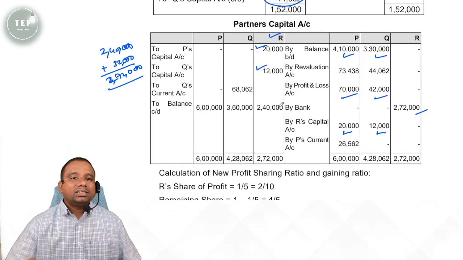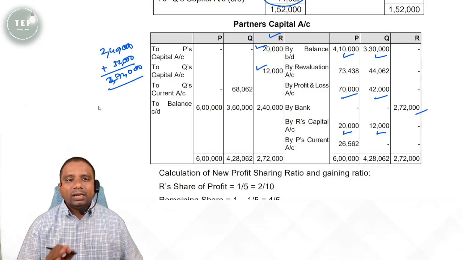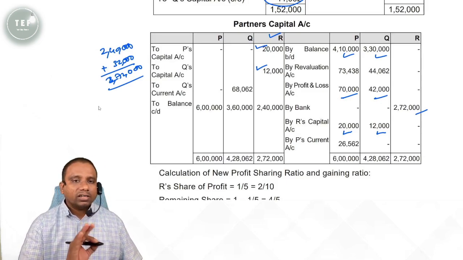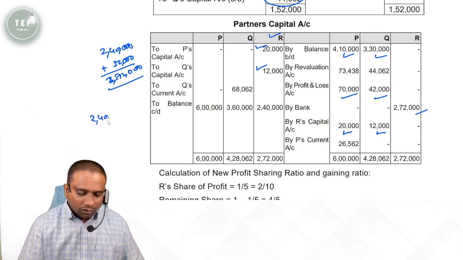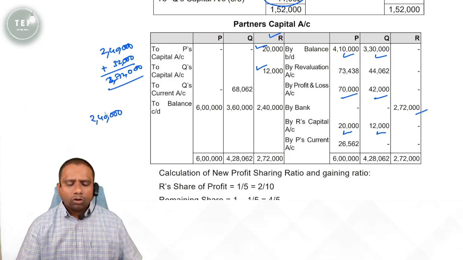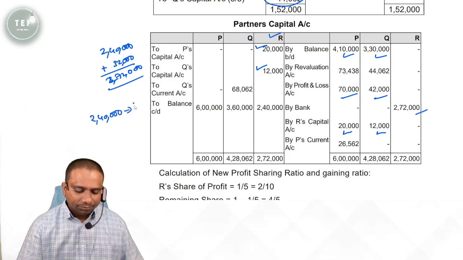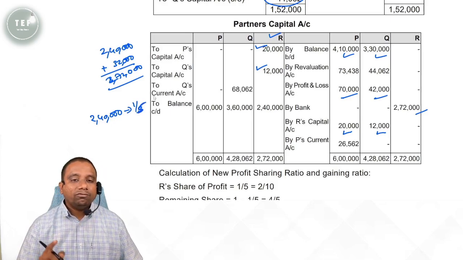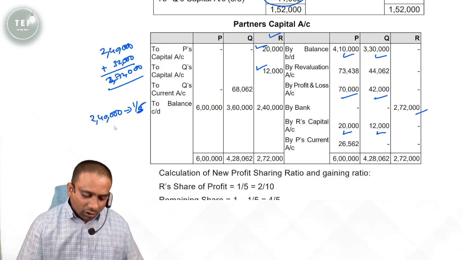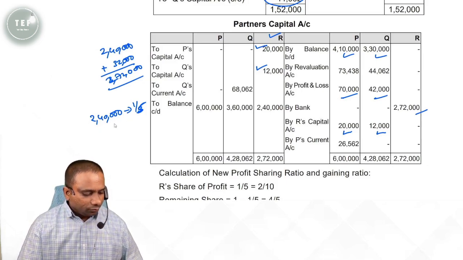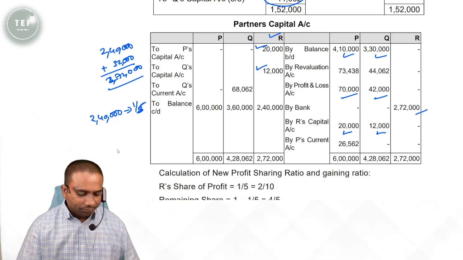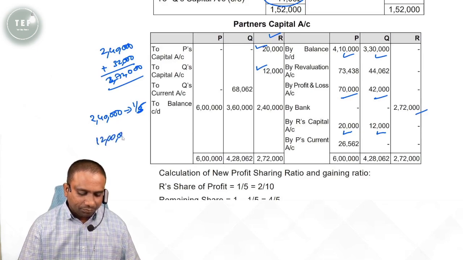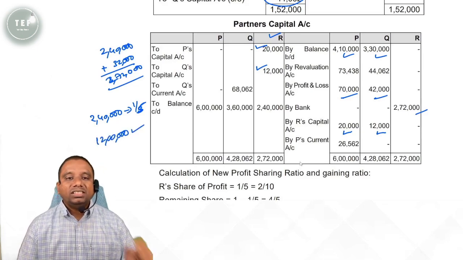After that, come to partners' capital account. Here we need to adjust capitals. For that, first calculate what is total capital. Observe, the total capital of the firm can be calculated based on R's capital, students. So R brought 2,40,000 rupees for how much share? 1 by 5 share. R brought 2,40,000 rupees capital for 1 by 5 share. Now observe, what is the full share? Full share, 2,40,000 into 5, 12 lakhs. This is the total capital.